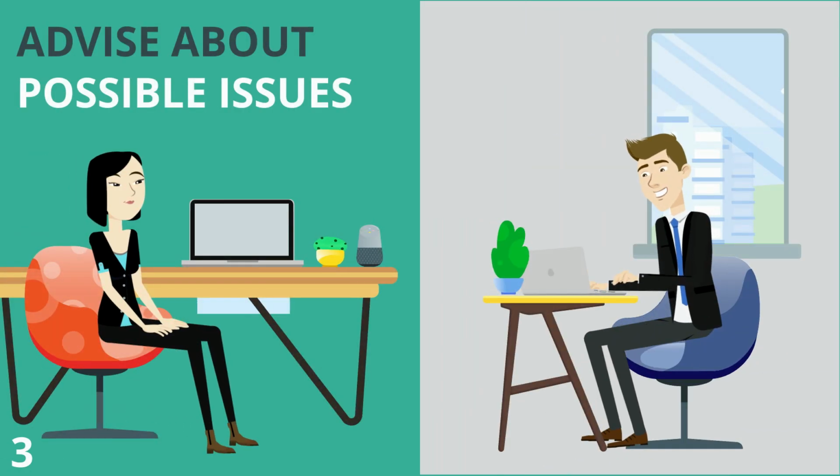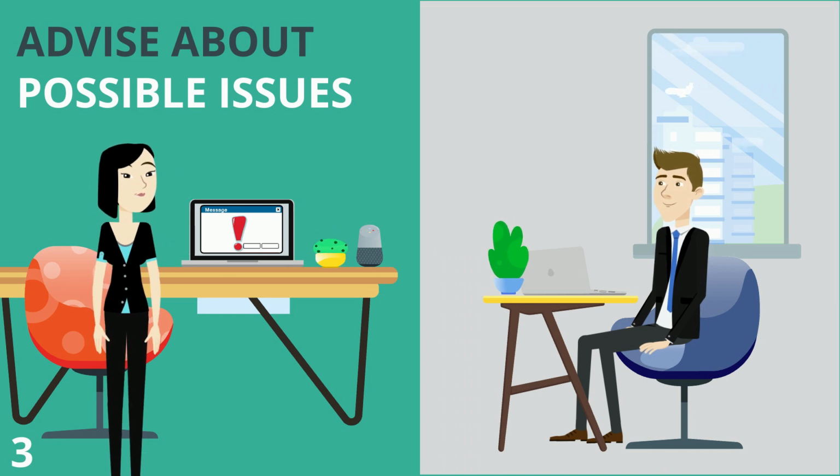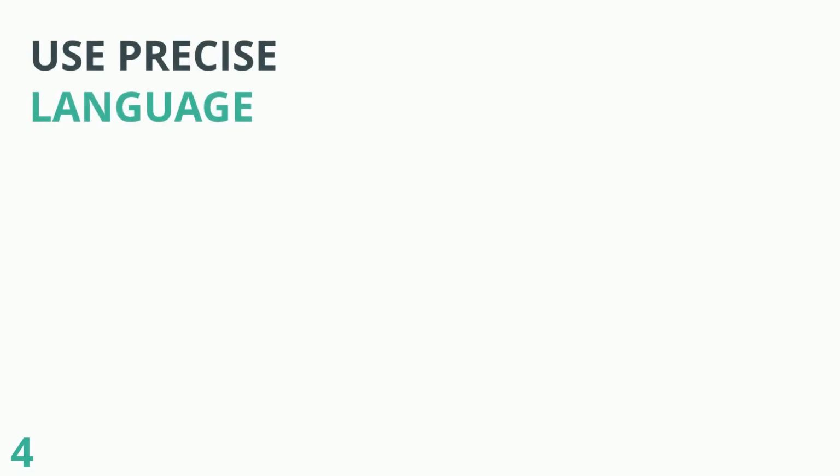Alert your audience to things that go wrong because you know there always will be those things. So advise readers about issues they should watch out for and tell them where they can get help when they need it. Use precise language.